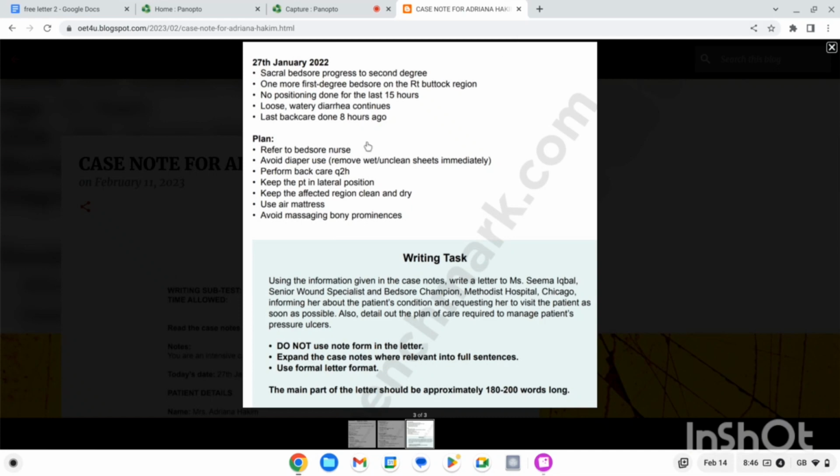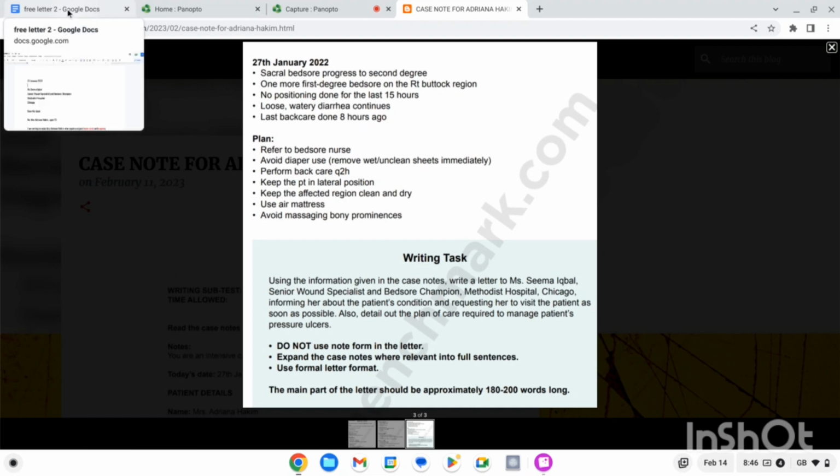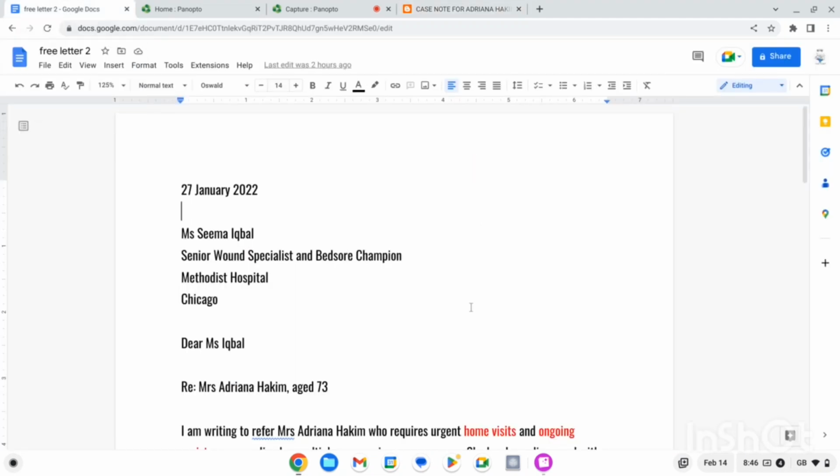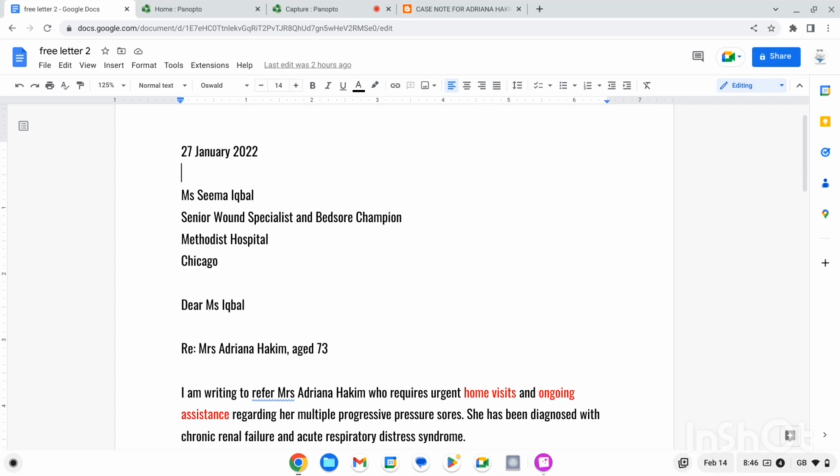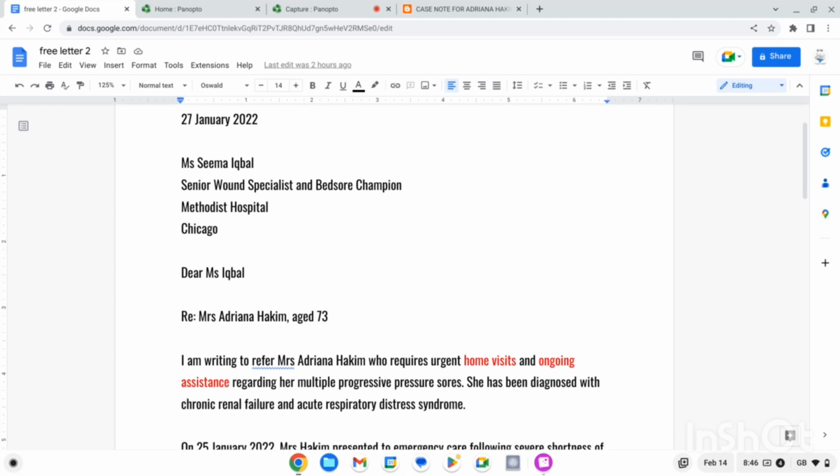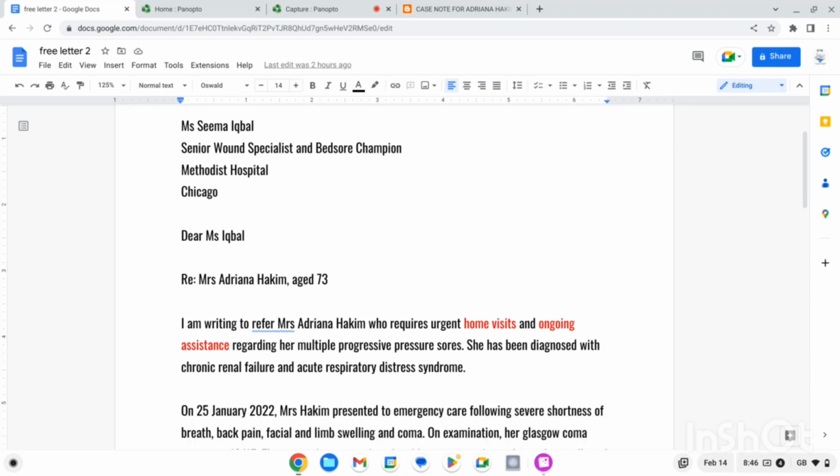We are not going to explain how to write the letter now. We will look at the letter that is already written, which we got in our WhatsApp group. The address part, 27 January 2022, is the date of the letter, and that's absolutely fine. Ms. Seema Iqbal, Senior Wound Specialist and Bedsore Champion, Methodist Hospital, Chicago, is also clear. Dear Ms. Iqbal, regarding Mrs. Adriana Hakim, aged 73, that's also fine. You can write either way.